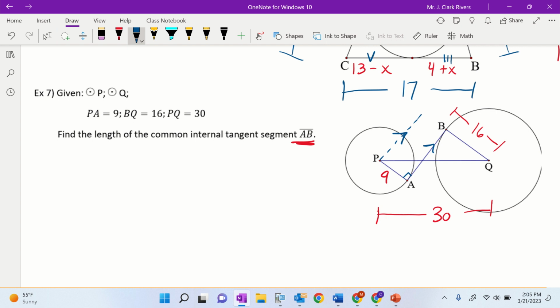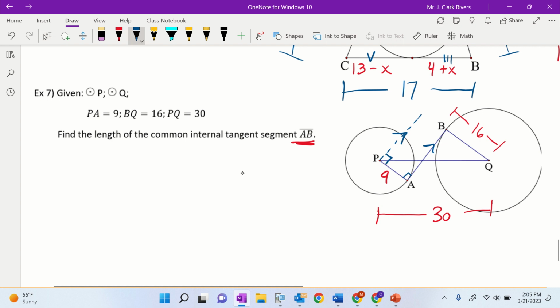Well, if these two are parallel, I have a right angle here where that dotted line I just made intersects with PA. So we got a right angle here. The reason being these two right angles, this one right here and this one right here, are same side interior angles. So if that's a right angle, that also has to be a right angle. They have to be supplementary.